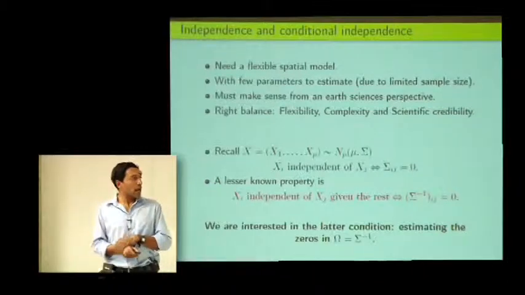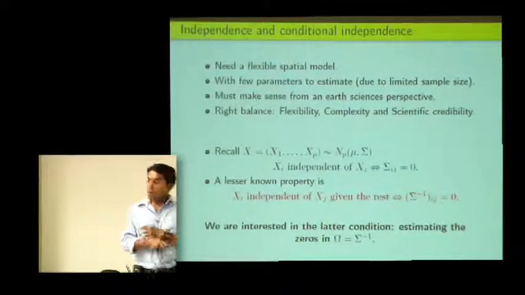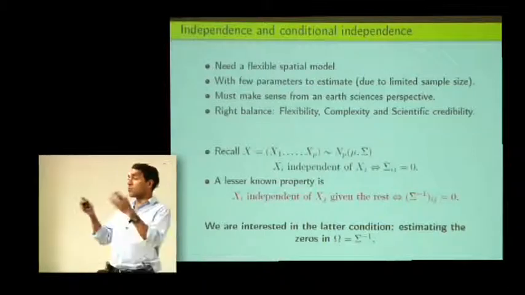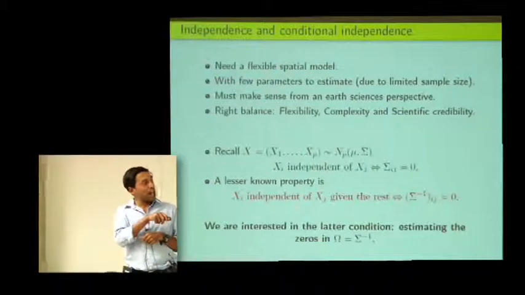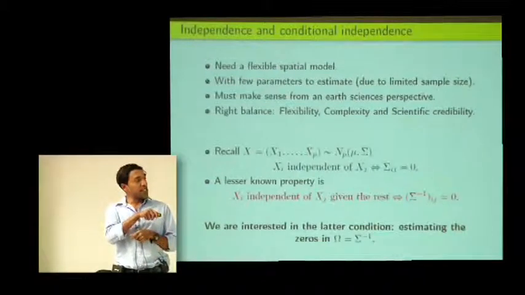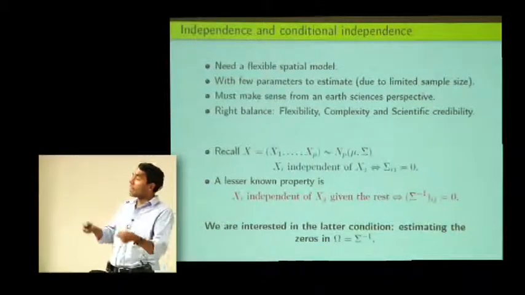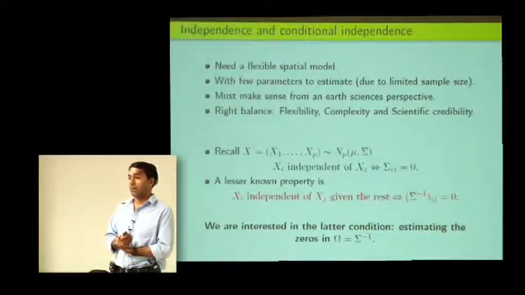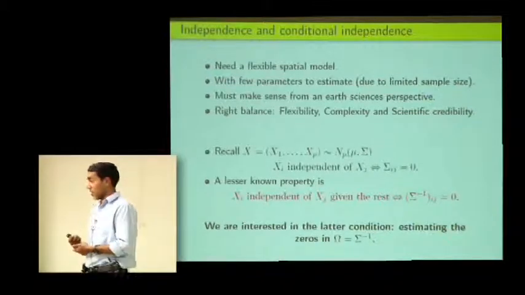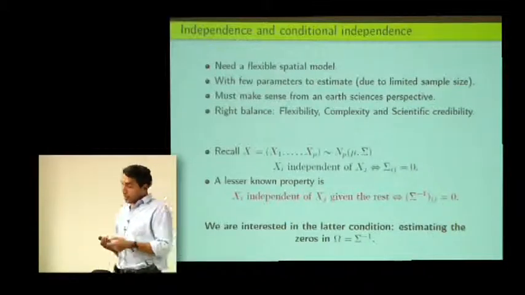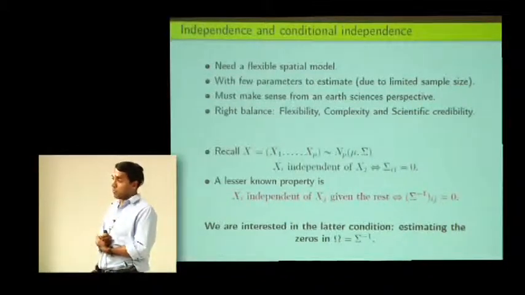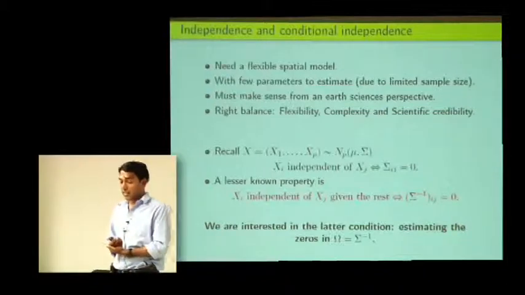A lesser known property is zeros in the inverse covariance matrix. You take this 2000 by 2000 covariance matrix and you invert it. If there's a zero in the ijth entry, it means xi is independent of xj given the others. I'm sure this is a relatively less known concept. However, it makes much more sense for the following reason.